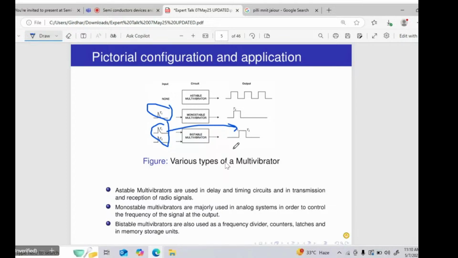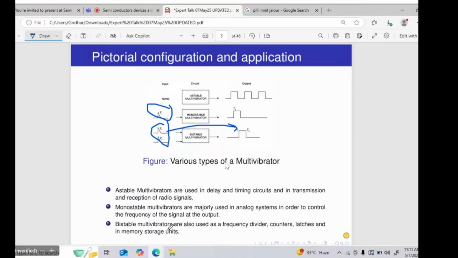Monostable multivibrators are mainly used in analog systems to control the signal frequency. And for the bistable multivibrator, the most beautiful example is the flip-flop, which can be used as a frequency divider, counter, or latch. These are also helpful in the designing of SRAM, memory storage units, and content addressable memory. There are numerous applications of these multivibrators.